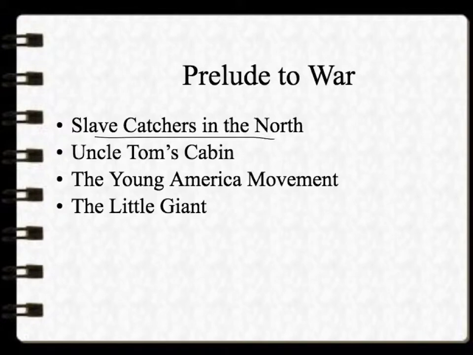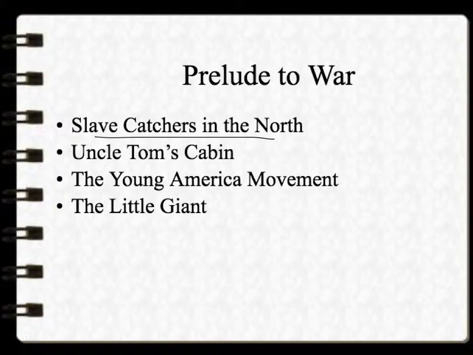Slave catchers in the North. One of the last things we talked about in Chapter 12 was the Compromise of 1850. And this compromise only lasted 4 years because 2 of its central provisions were extremely controversial. And one of them was allowing the new territories to have popular sovereignty. Remember, they were deciding for themselves whether or not their territory would be slave or free. And that ensured constant agitation over the issue of slavery in those territories.